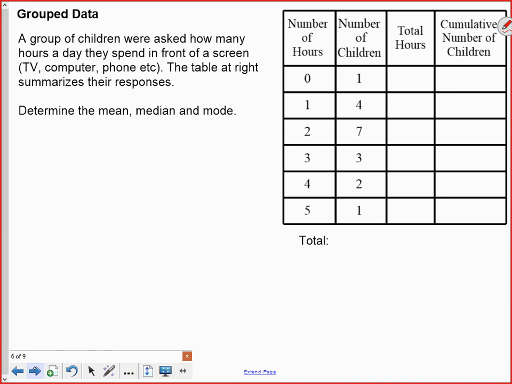Well, the mode is pretty easy. So let's start with it. The mode is just going to be the number that the children said most frequently. So just looking at these, 7 children said they spend 2 hours. That's the largest in that table of the number of children. So that's going to be our mode.